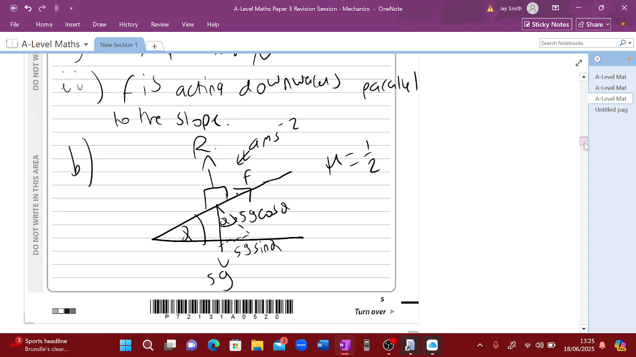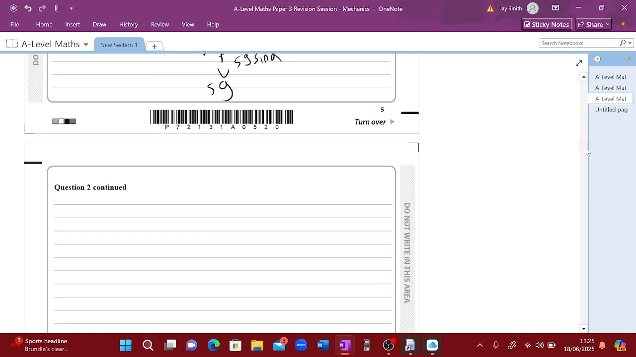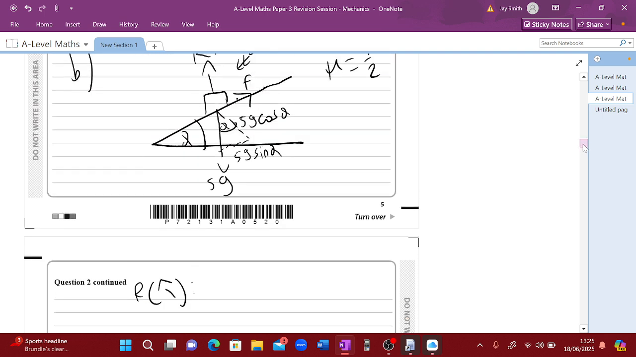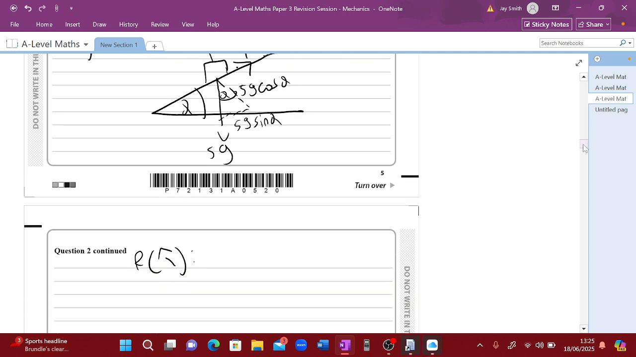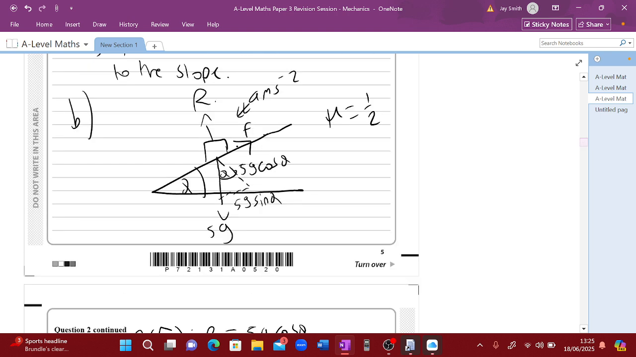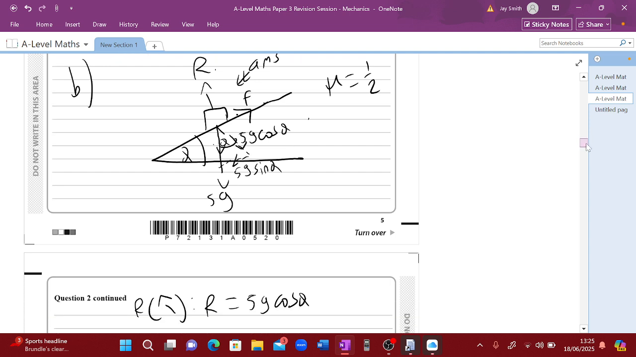Again, in the same way, it's probably best to resolve again. First of all, perpendicular. Just to be clear, that is perpendicular. So you're going to have R, the reaction force, equal to 5g cos alpha. Hopefully you can see that. The cos alpha weight component here is acting in the opposite direction to the reaction. And more specifically, it is accelerated.